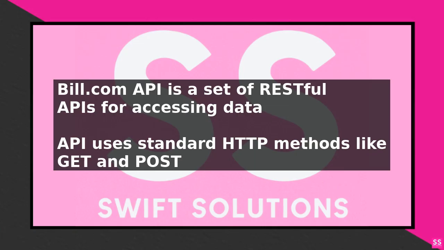First, you need to obtain an API key and API secret from the Bill.com developer portal. The API key is used to authenticate your API requests, while the API secret is used to sign your requests. You can obtain these credentials by creating a developer account on the Bill.com website.